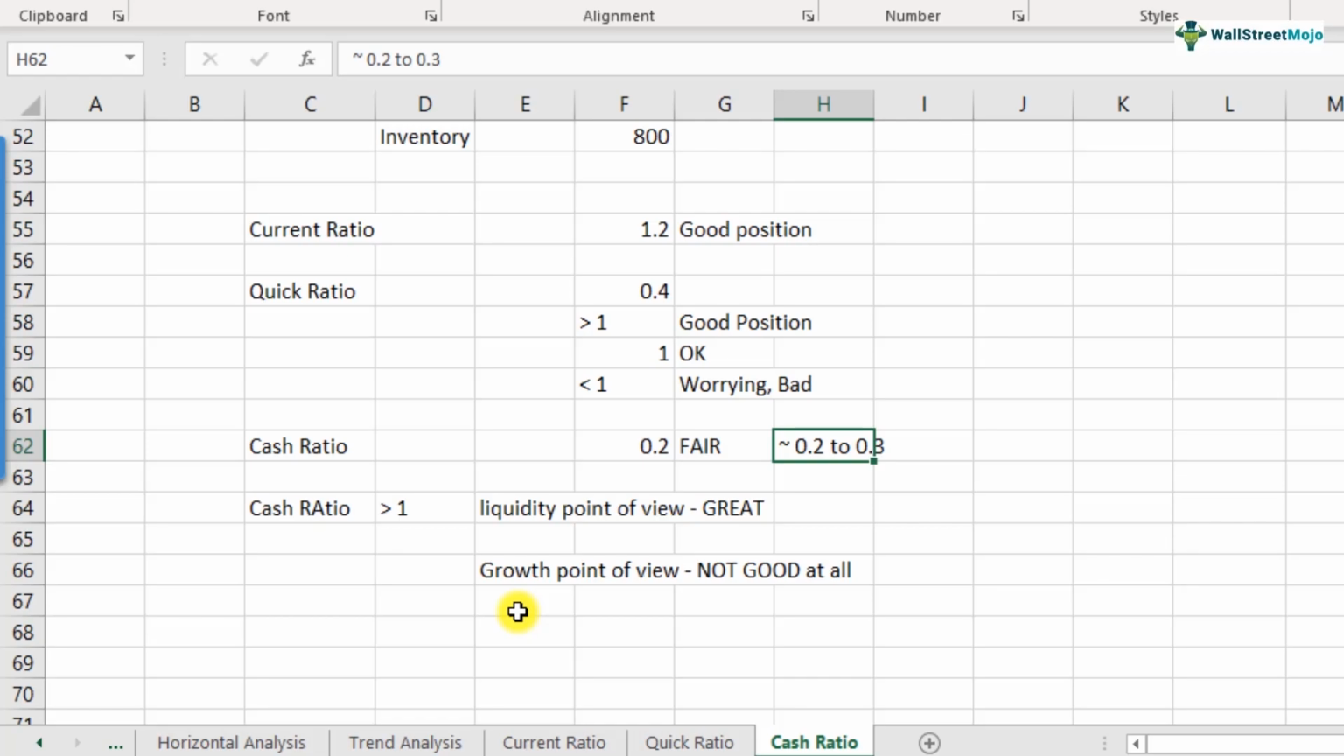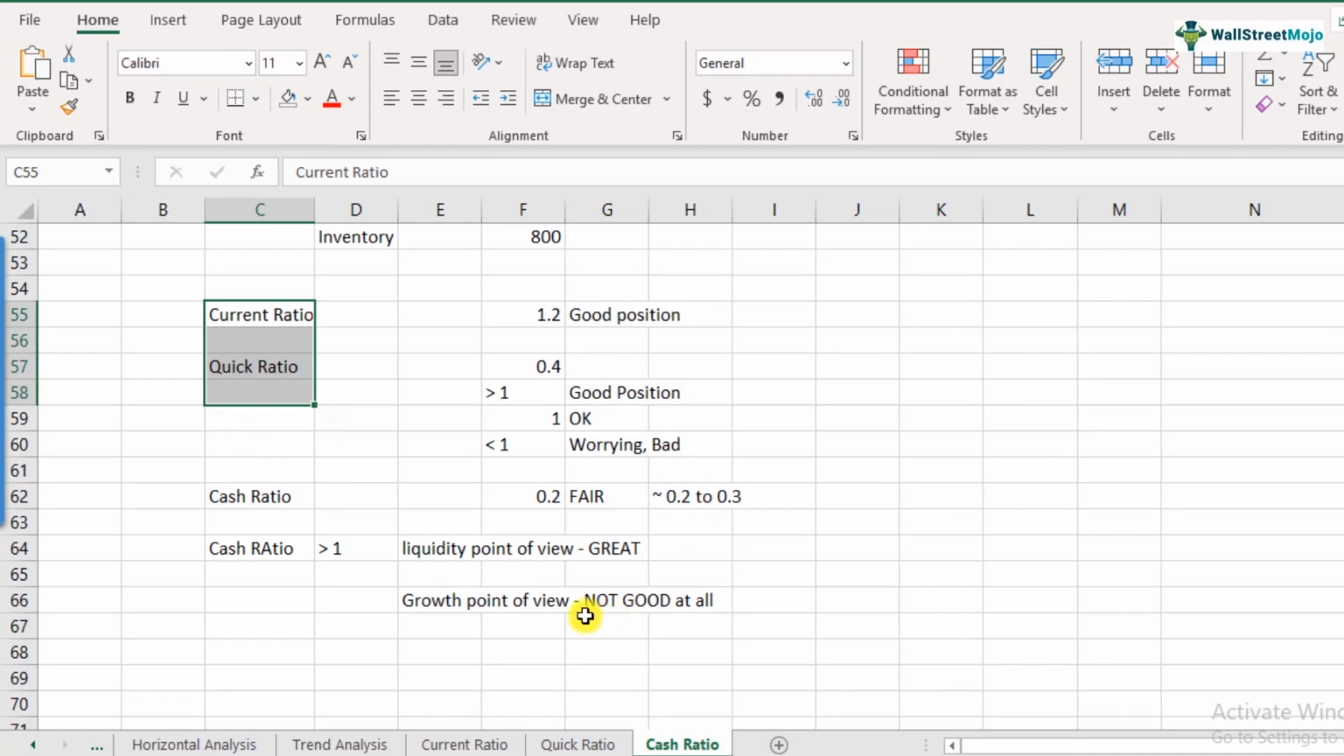So not many analysts are fans of this ratio, but the other two ratios, yes, they definitely look at these to interpret the overall liquidity position of the company.